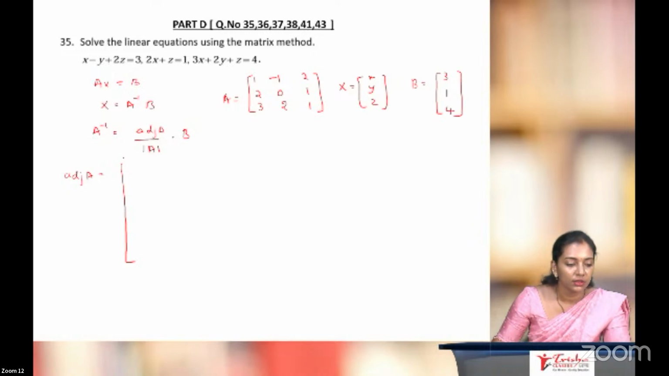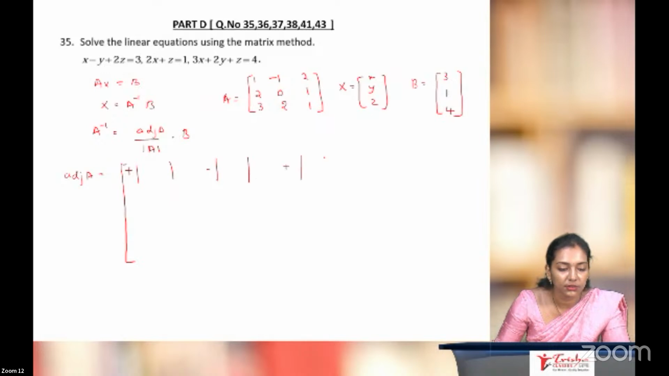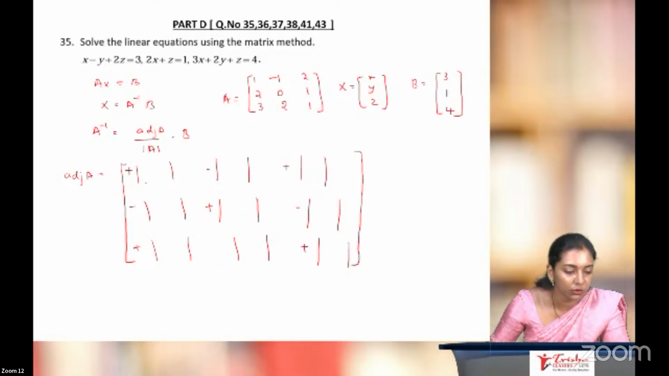Now, as you know, you have to find the minor of the matrix. Here the sign pattern goes plus, minus, plus, minus, plus, minus, plus, minus, plus. For the first one, you have to delete the row and the column in which it is present, the first row, first column.